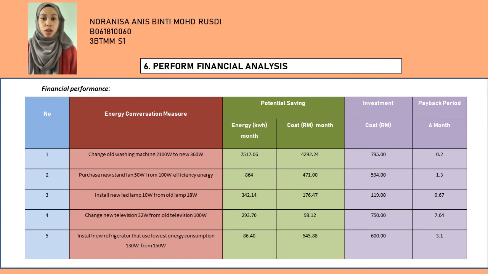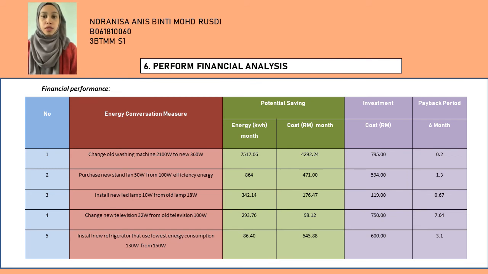Firstly, our group changes all washing machines from 2100 watt to a new 360 watt. For potential saving in energy kilowatt hour is 140.94 and cost is 30.72. Next, the investment is 25 ringgit and the payback period is 0.80.